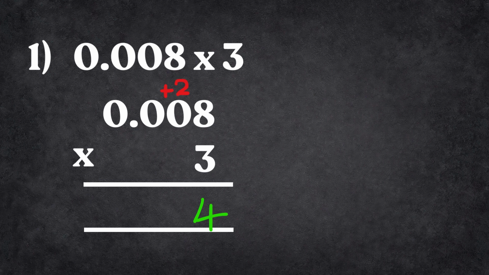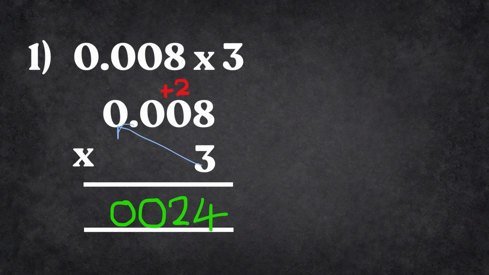Next we do 3 times 0. Any number you multiply by 0 will give you 0. 3 times 0 is 0 plus the number that we carried, the 2. 0 plus 2 will give you 2. So we put our 2 down here. But we are not done multiplying all the digits on top, so we go ahead and multiply the next digit. 3 times this 0, which is going to be 0, and then 3 times the last 0, which is also going to be 0.